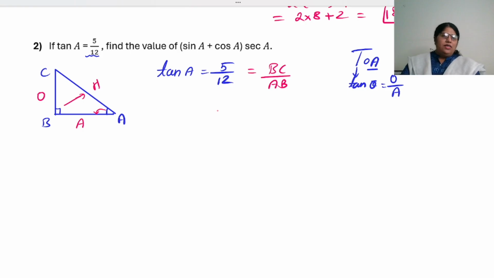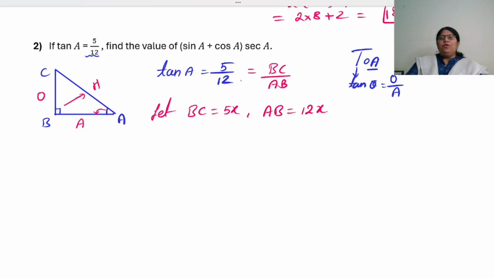Now again, because it is given as a ratio, we can't take BC as 5 or AB as 12 units. We have to take one common factor. So BC we can take as 5x and AB as 12x. Remember, whenever we take a ratio, we don't write any unit, meter or centimeter, though it is a length, because a ratio will never have any unit.